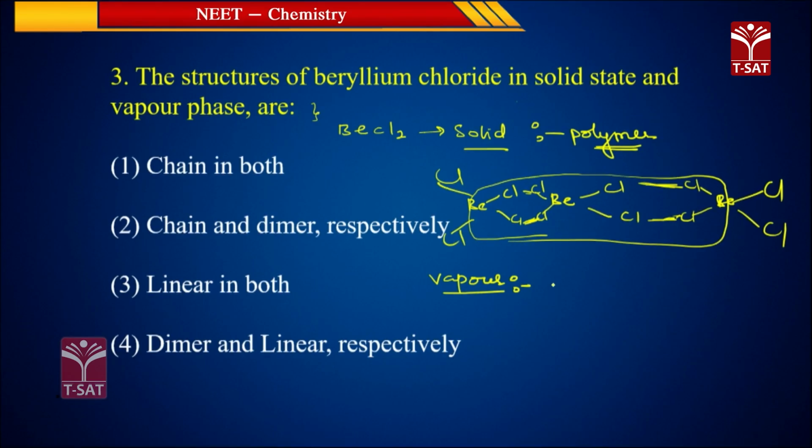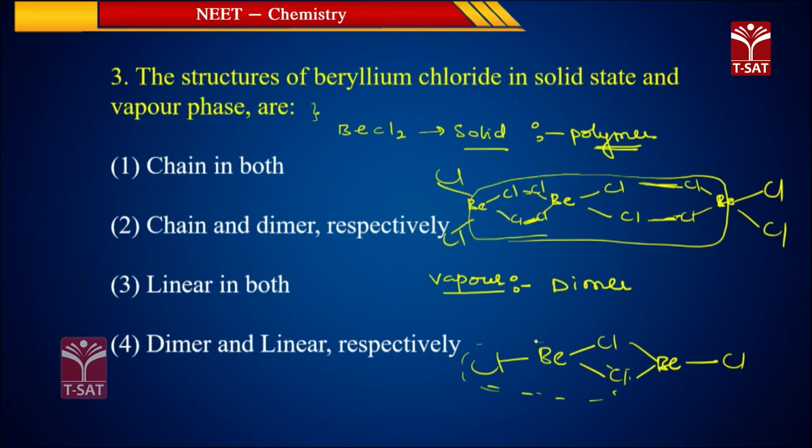But in vapor phase, it exists only as a dimer, like this: BeCl, Cl, beryllium, and Cl here, Cl here. Each beryllium has 2 chlorines only. It is a dimer. This is one BeCl2, and here this is another BeCl2. Got it? So BeCl2 in vapor phase is a dimer, and BeCl2 in solid phase is a polymer.